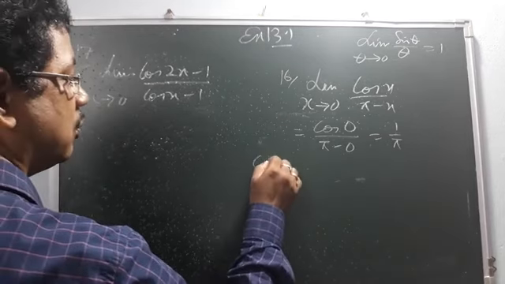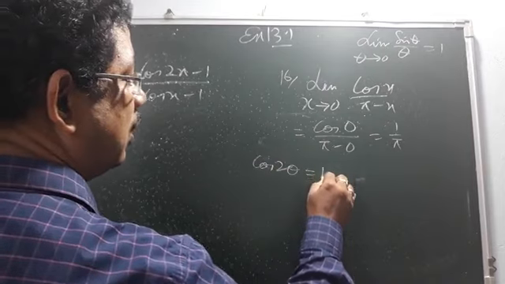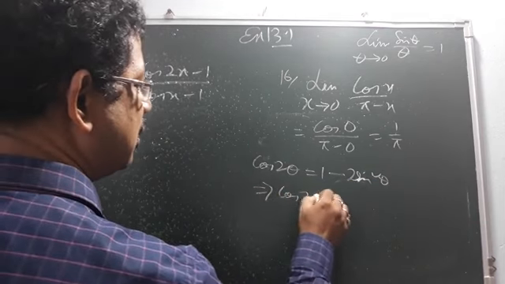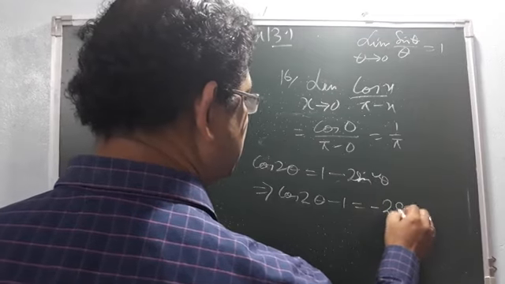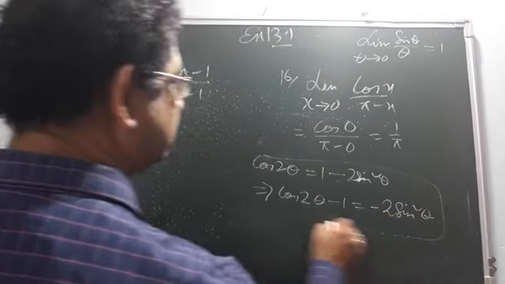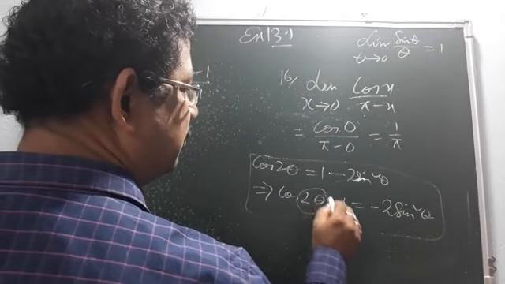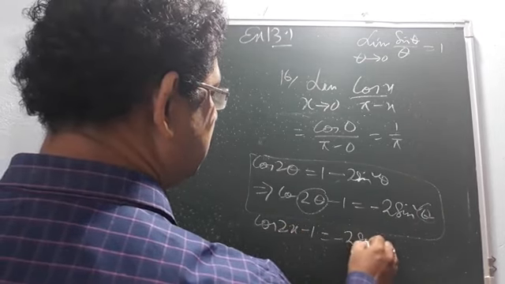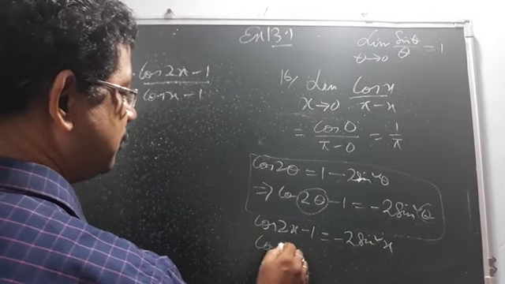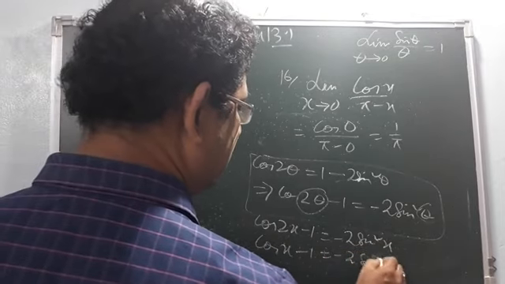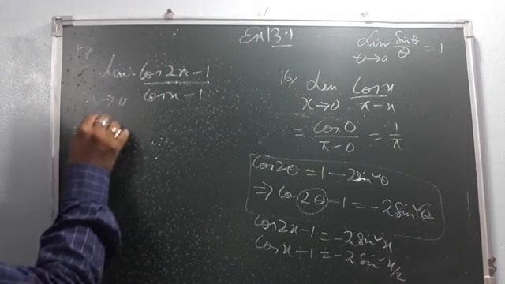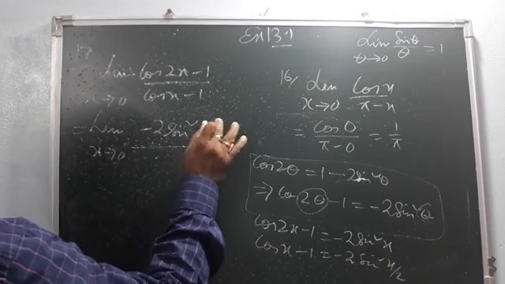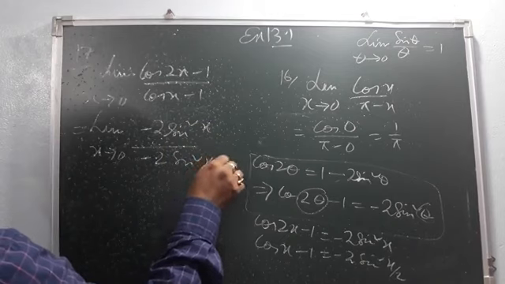Now we have one formula that cos 2 theta is equal to 1 minus 2 sine square theta. So we can write cos 2 theta minus 1 is equal to minus 2 sine square theta. Here, whatever angle is in the numerator, the denominator angle is its half. So cos 2x minus 1 will be minus 2 sine square x, and cos x minus 1 will be minus 2 sine square (x by 2). Now we replace this in the limit, x tends to 0: minus 2 sine square x by minus 2 sine square (x by 2).